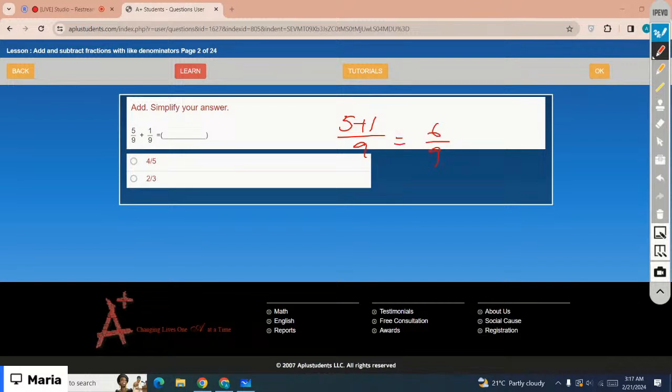You have to look for a common number that the numerator and denominator can be divided by. That is 3. Divide them by 3. 3 times 2 is 6, and 3 times 3 is 9. So that is 2 over 3. Option number 2 is the correct option. Got it? The correct option is option number 2. That is 2 over 3.